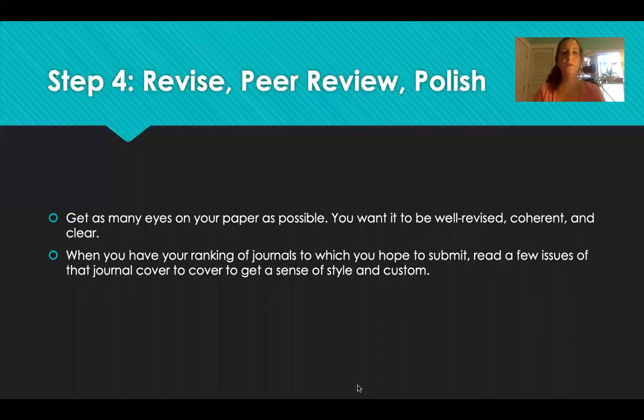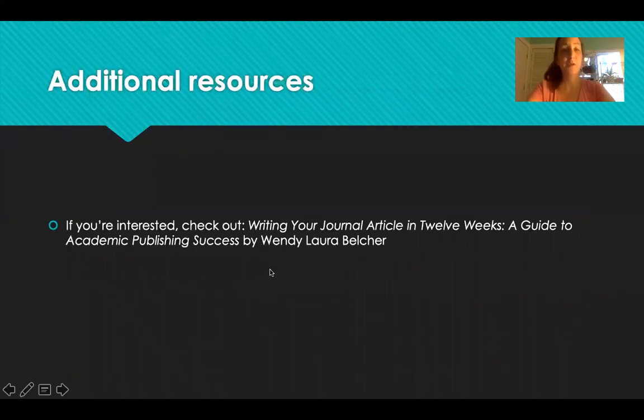So you go through the journals that you're interested in, you get a sense of style and custom, particularly for the one that you're hoping to send to first. If you're interested in additional resources, there's a book called Writing Your Journal Article in 12 Weeks, and it's sort of like a workbook. I have not used this book myself, but I've had students use it before and they found it really useful. So that's just something that you might be interested in. I'm 99% sure our library has it.